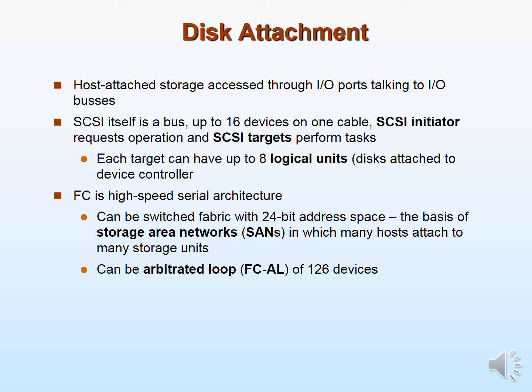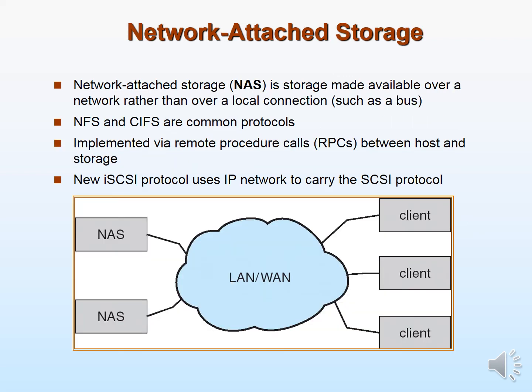It is attached to a SCSI initiator to address logical units. FC is a high-speed serial architecture. It supports storage area networks, and can be arbitrated loop FC-AL for 128 devices. Network-attached storage, NAS, is storage made available over a network rather than over a local connection. NFS and CIFS are common protocols. RPC, remote procedure call, is used between the host and the storage.